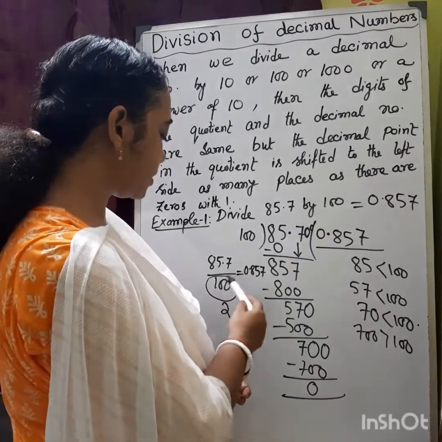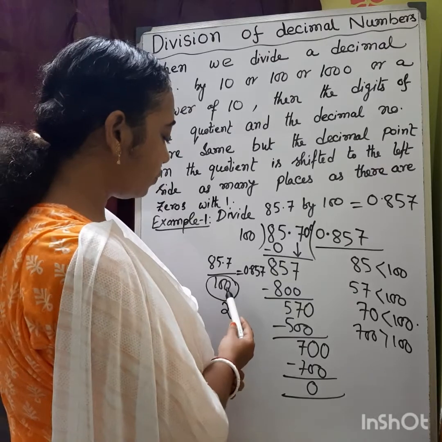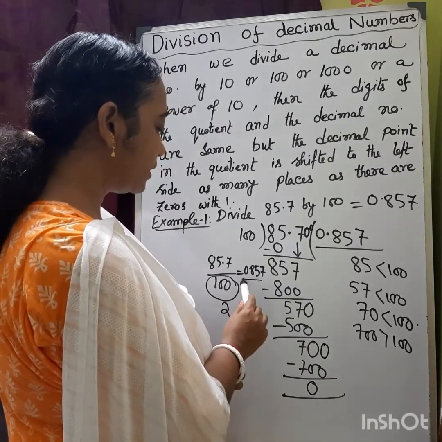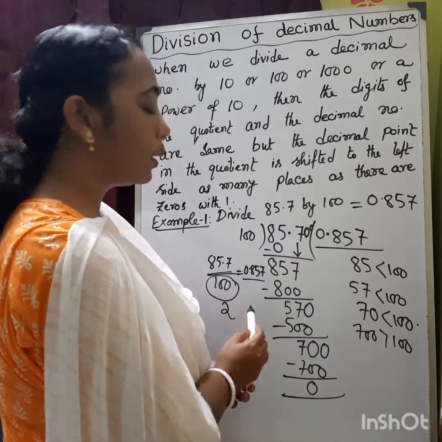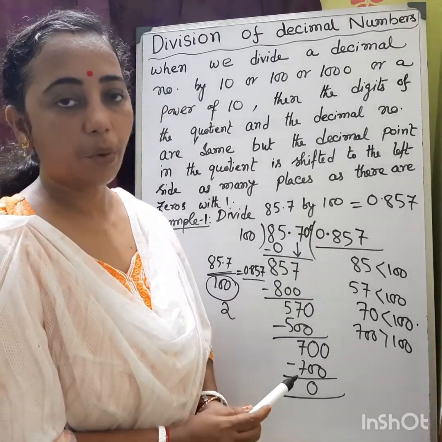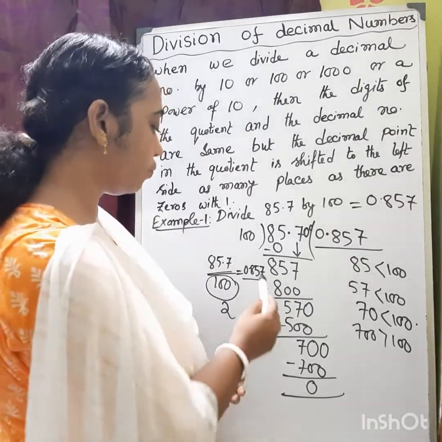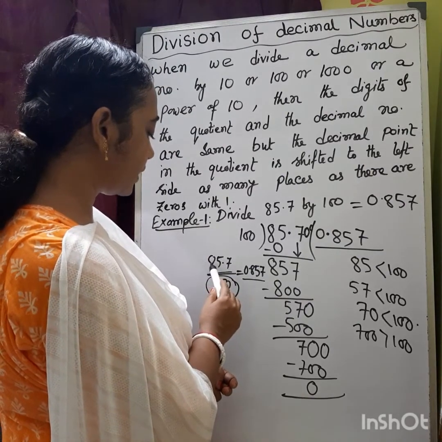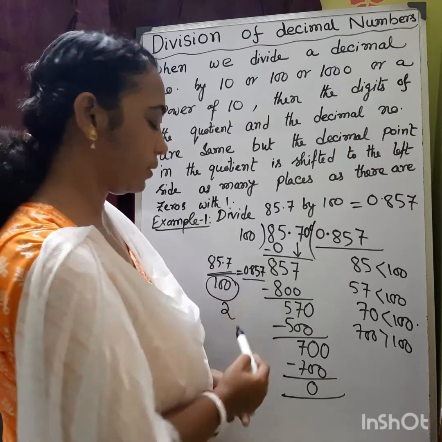So in this question, the divisor has 2 zeros after 1. So the quotient will have the same digits as in the dividend, that is 857, but we will shift the decimal point to the left. How many places? 2 places. So we go 2 places to the left side, 1, 2, and that becomes 0.857.